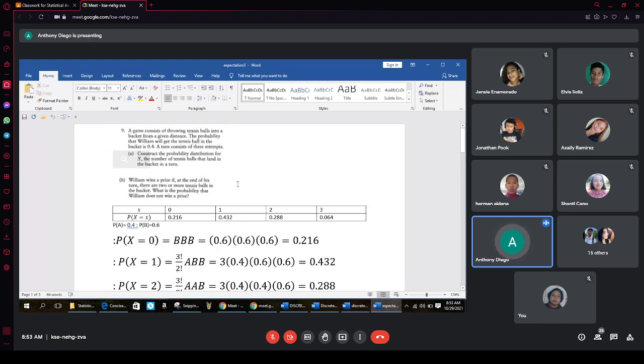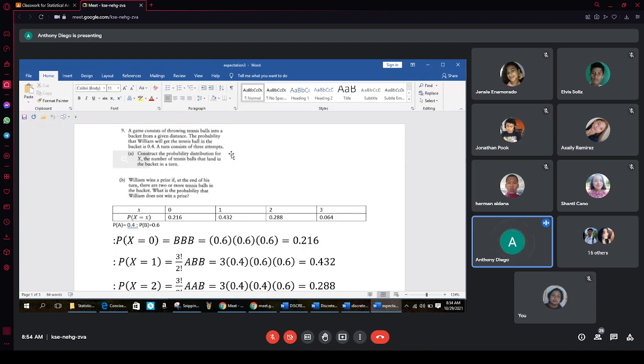Since this is here already, let me just explain to you how we get these. It said a game consists of throwing a tennis ball into a bucket from a given distance. The probability that William will get the tennis ball in the bucket is 0.4. A turn consists of 3 attempts.